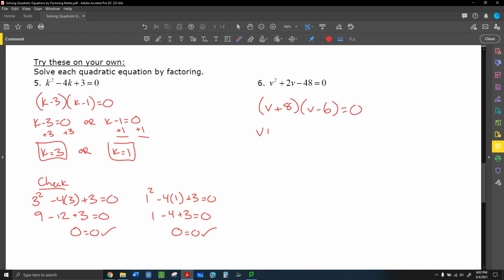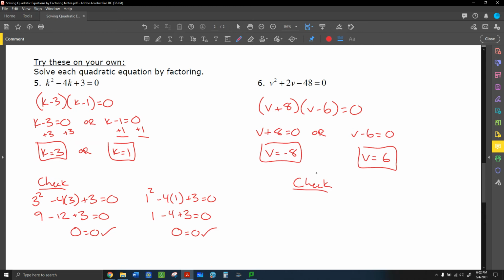Using the zero product property, v plus 8 equals 0, or v minus 6 is equal to 0. Solving both of these equations, we get solutions v equals negative 8 and v equals positive 6. Let's go ahead and check.